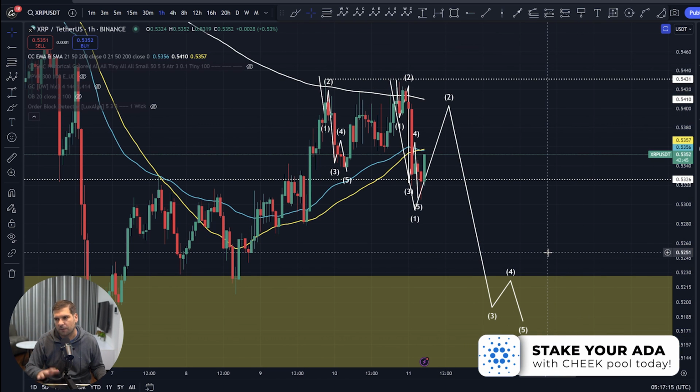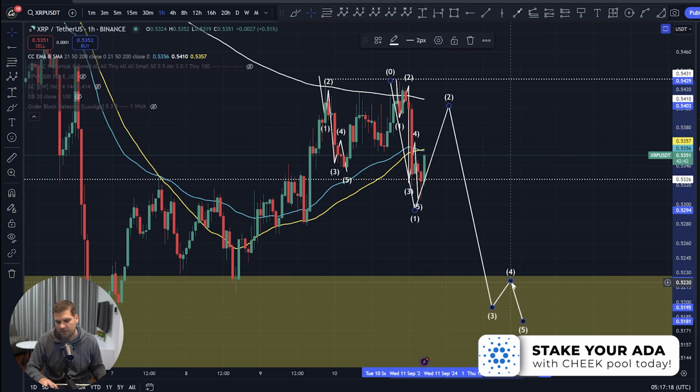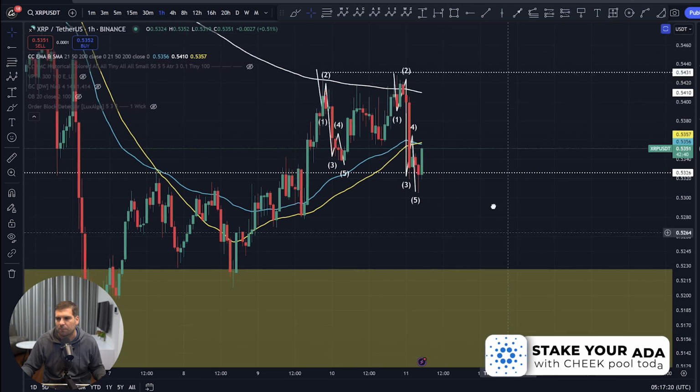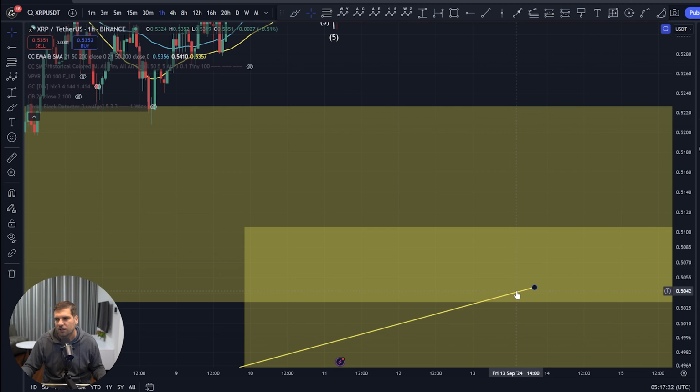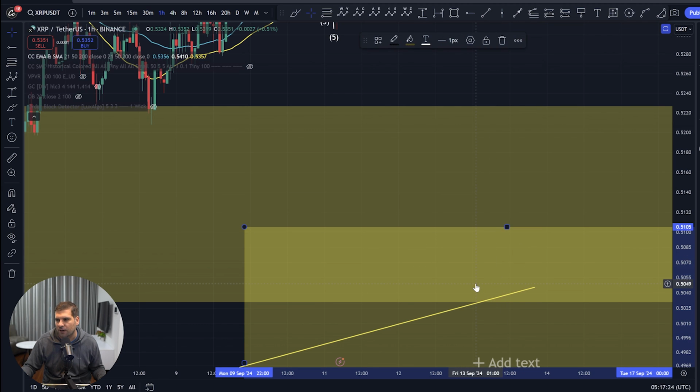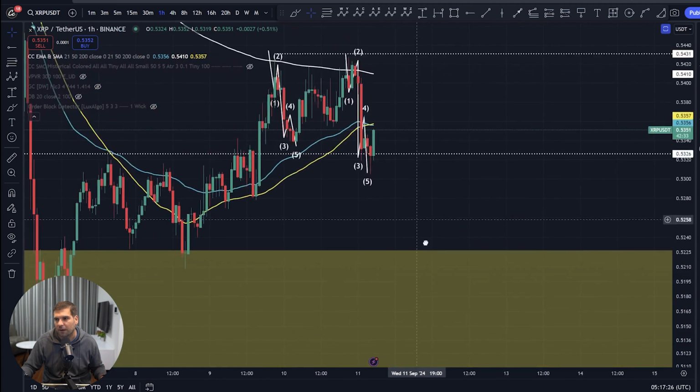That's the first thing we need to be very mindful of, because it's a possible scenario where we see XRP break down towards our low target range, which is currently on the daily time frame lower than 51 cents. We'll talk about that in a moment.